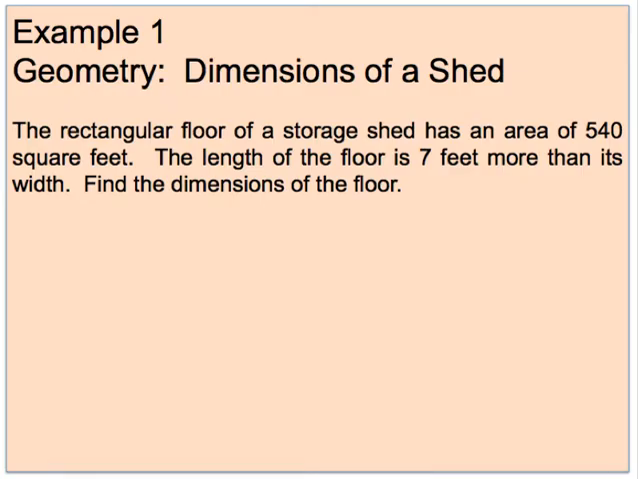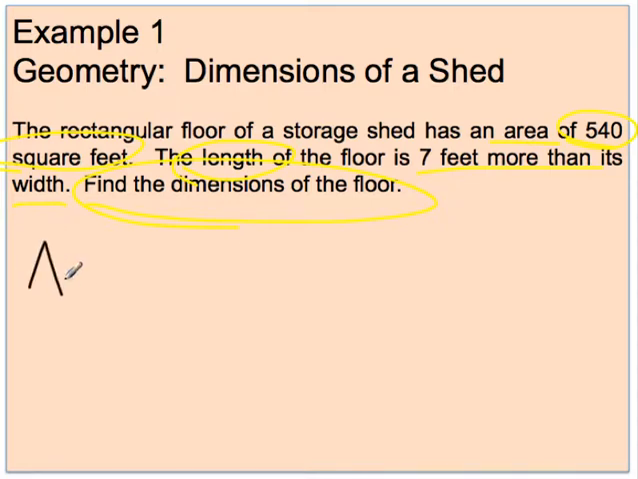Our first example has to do with geometry, and it's the dimensions of a shed. The rectangular floor of a storage shed has an area of 540 square feet. As I go through this question, I'm going to mark the things that are important, like this 540 square feet is area. The length of the floor is 7 feet more than its width. And our objective is to find the dimensions of the floor.